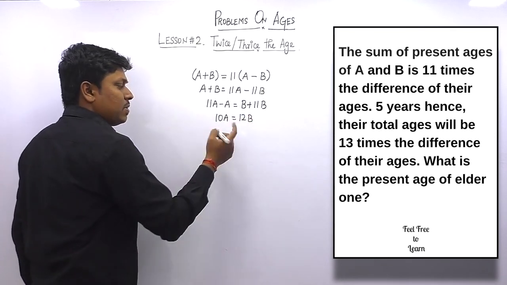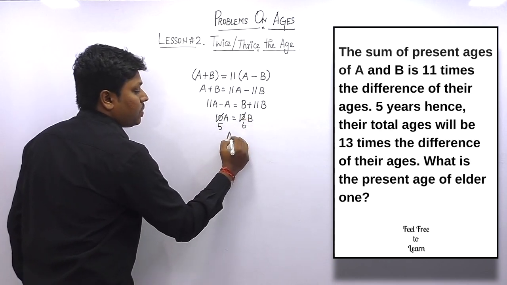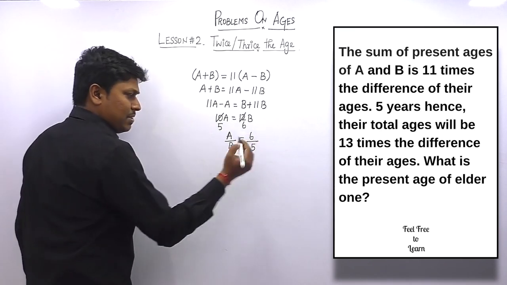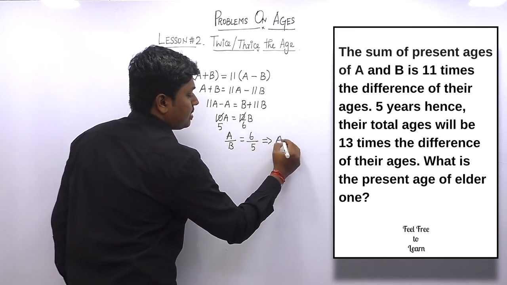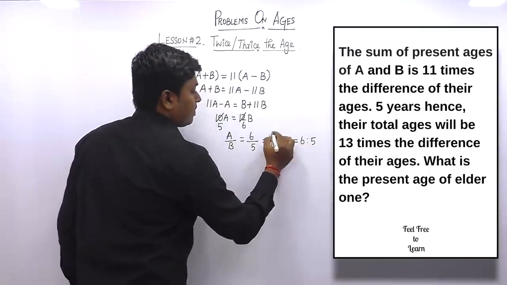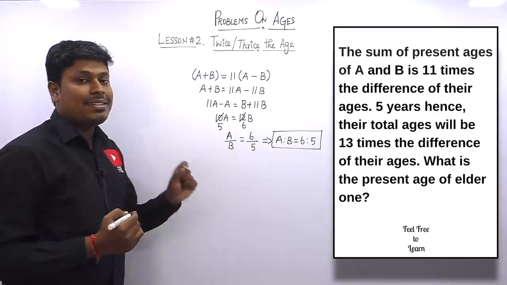You can cancel this by 2 table. So this will be 5 times, this will be 6 times. So A divided by B is equal to 6 divided by 5. So this can be written as A is to B is equal to 6 is to 5. So finally we got the ages are in a ratio, that is 6 is to 5.